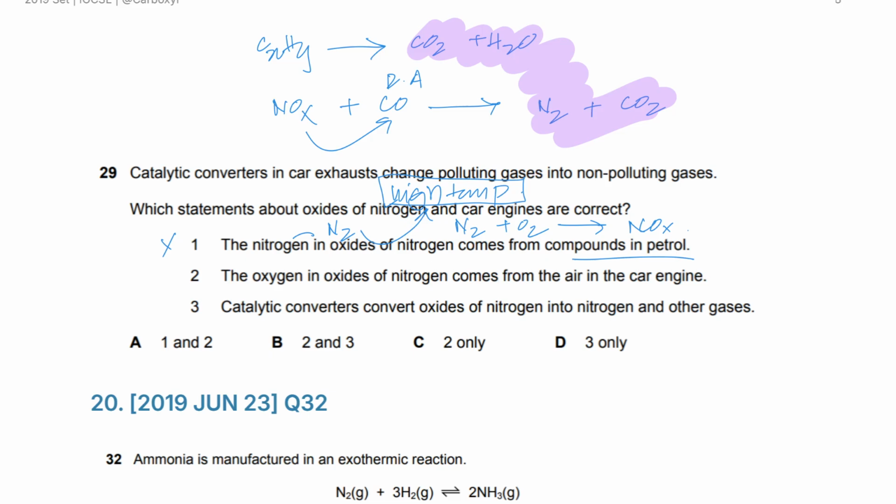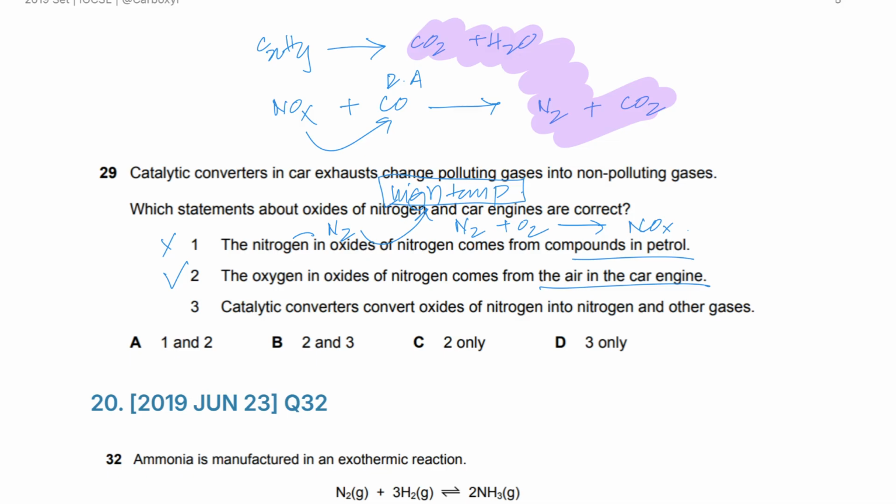The oxygen in oxides of nitrogen comes from air in the car engine. Yes, it does come from air, and then it reacts because of the high temperature. It even reacts when there's lightning, because lightning provides the activation energy, the minimum energy that reacting particles must have in order to undergo successful collisions, aka react.